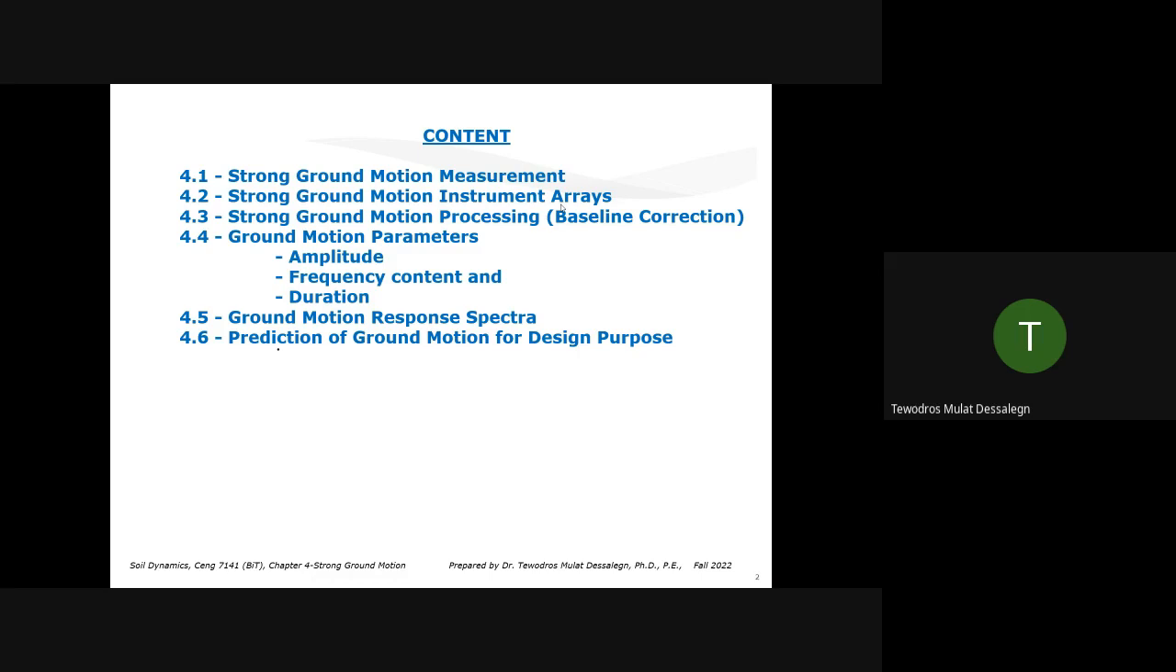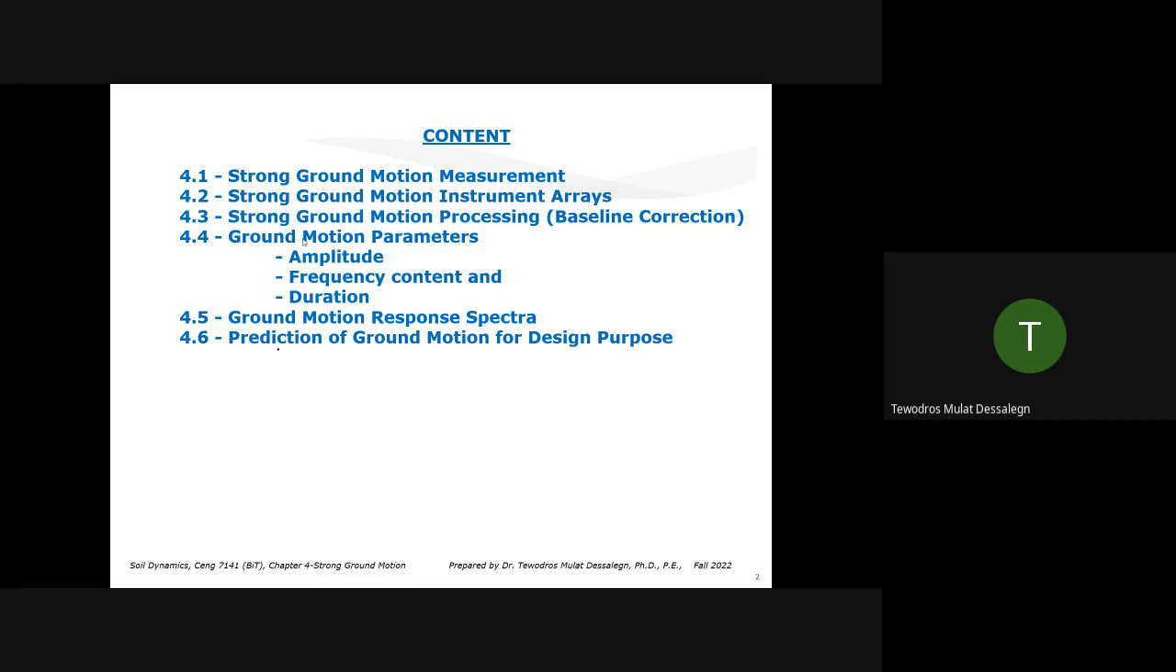There may be some errors because of instrument errors or undesired noises, maybe from ocean waves, wind, or a vehicle passing by nearby. So they will introduce some additional waves, and we need to filter out those waves. Once we correct that by filtering, we call it baseline correction. And once we process it, it's going to be ready for designing our civil structures. And we will see the detail of what each motion looks like.